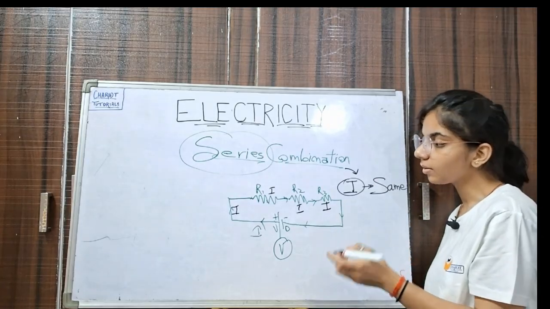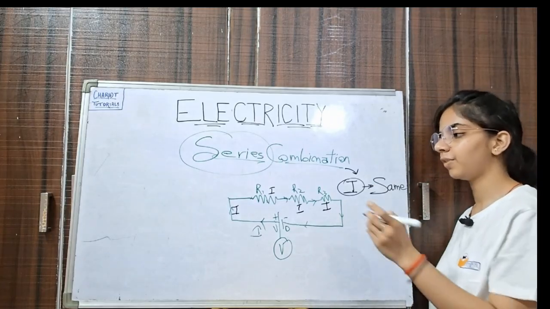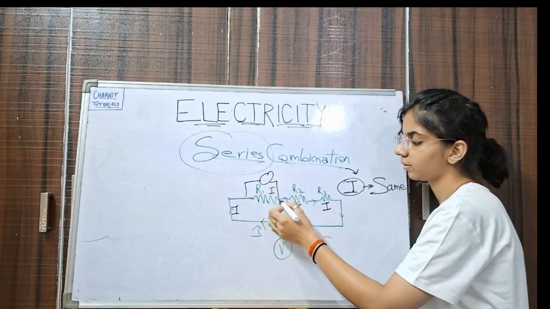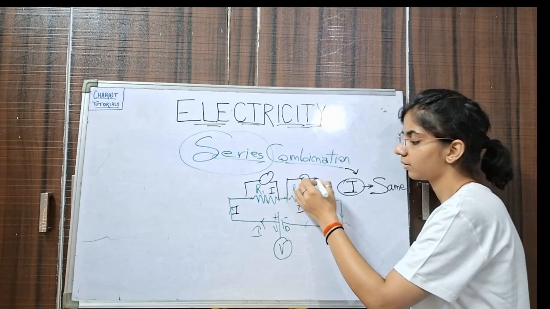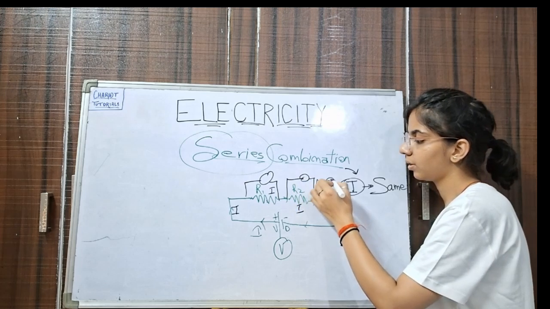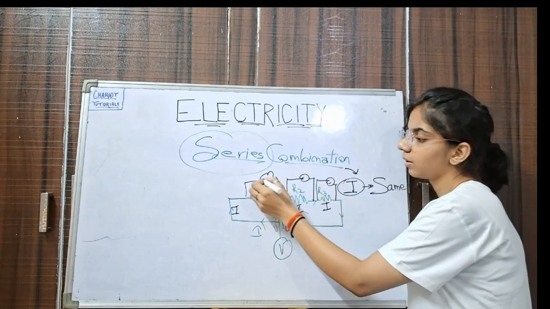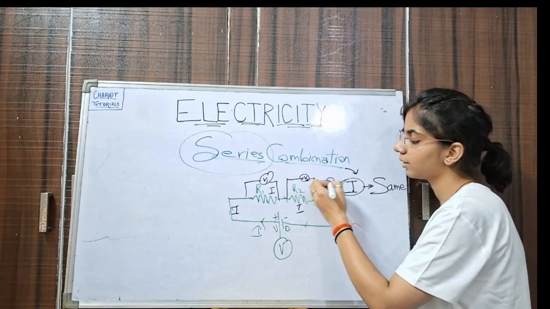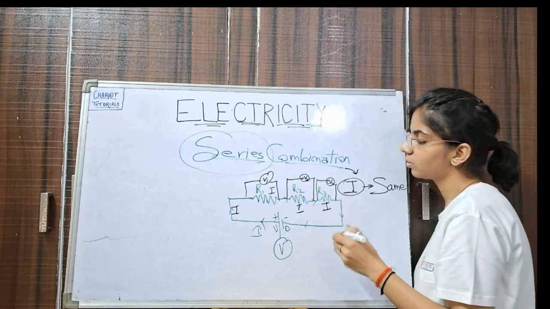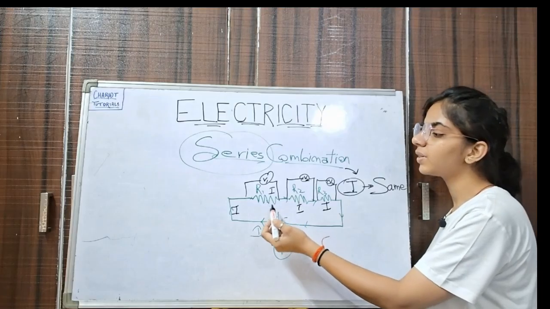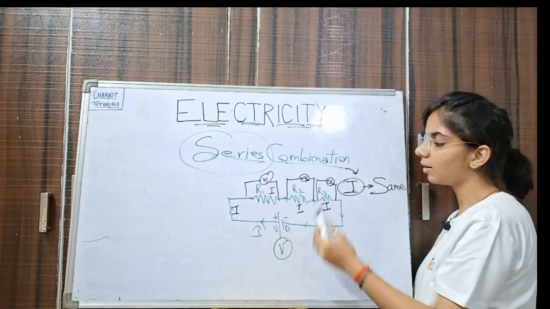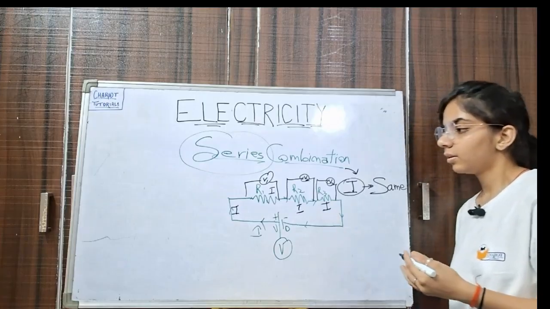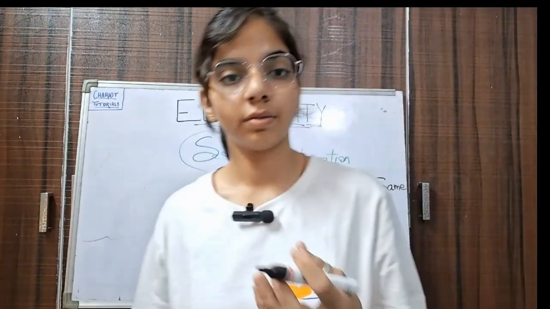Now, but the potential will be different. If you apply a voltmeter here or here or here, it will give you some other reading each time. So the potential difference across resistance R1 will be V1, across R2 will be V2, and across R3 will be V3. Means the potential difference will be different.